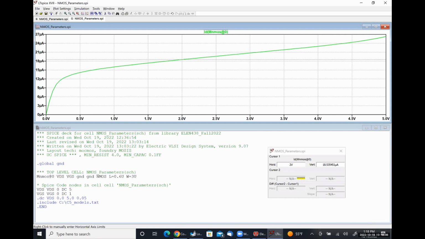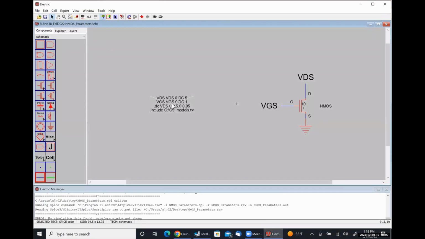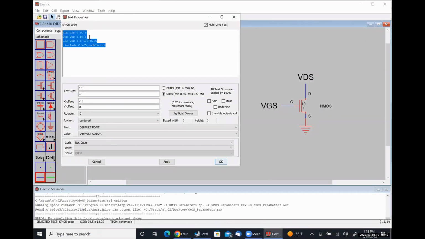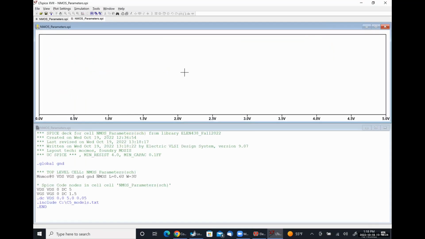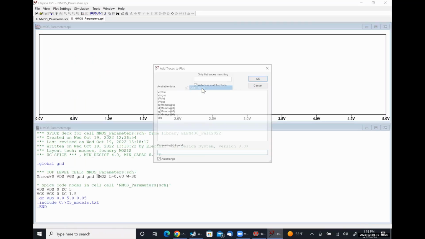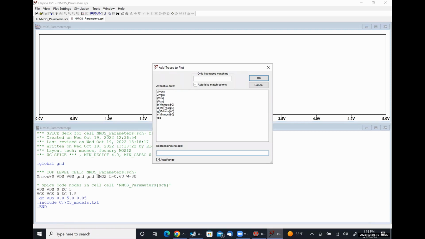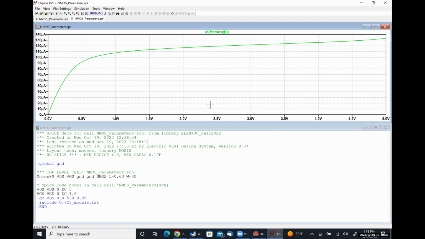So I'm going to close this out, edit my SPICE code, and change VGS to be 1.5 volt. And then rerun my simulation. Looking for my drain current. There we go. All right, so we know VGS is 1.5 volts. So let's say we're looking for VDS equal to 1 volt.